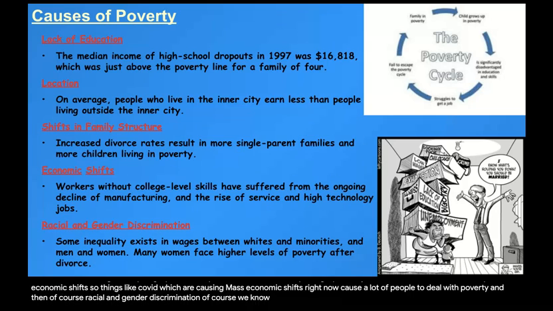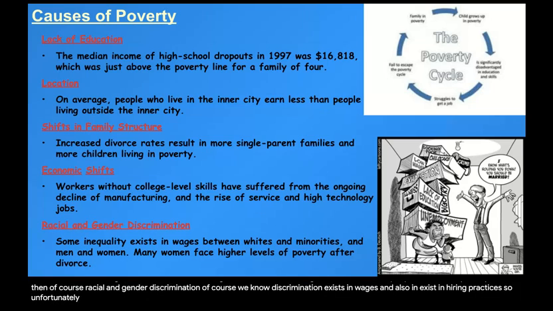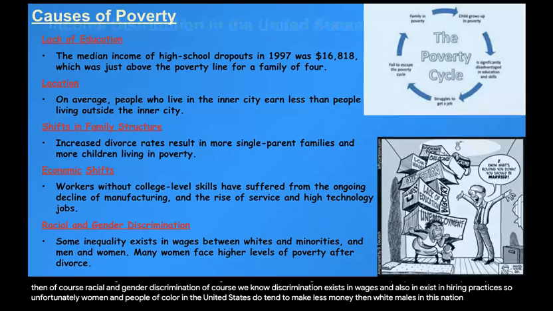Of course, we know discrimination exists in wages and also in hiring practices. So, unfortunately, women and people of color in the United States do tend to make less money than white males in this nation.